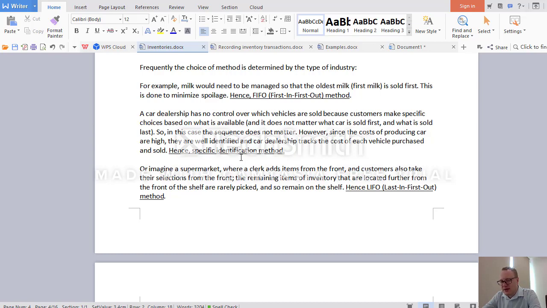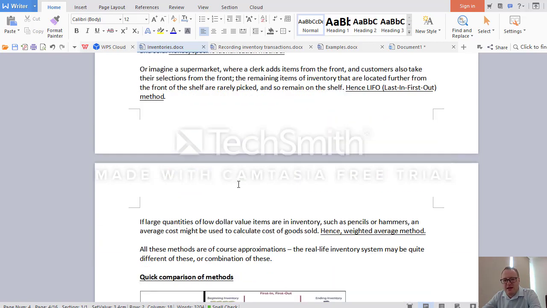And then there is the weighted average method, applicable to those items that have low cost, that are all identical, and that are purchased in bulk in large numbers: pencils, hammers, buttons, and so on. Of course, it would be impossible to track an individual hammer or an individual pencil.